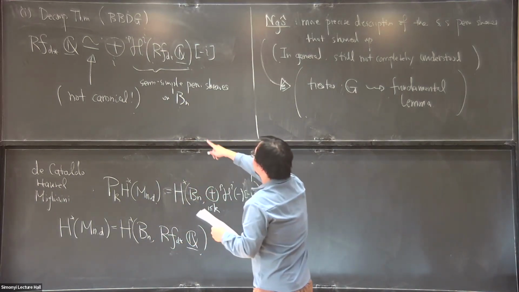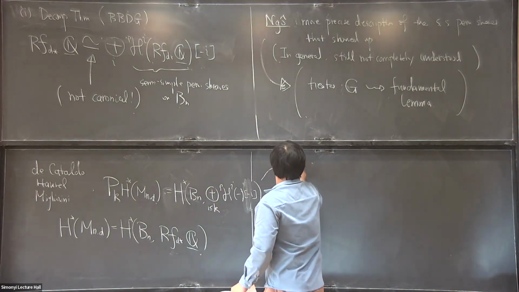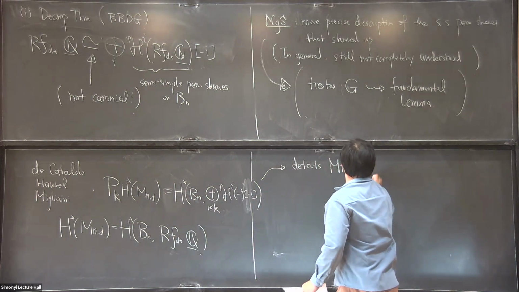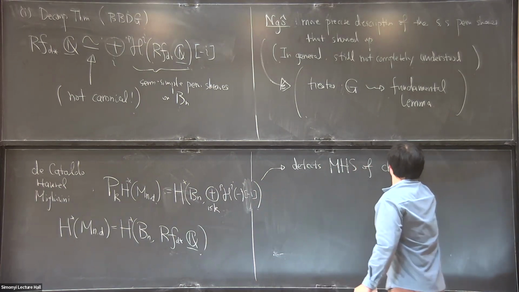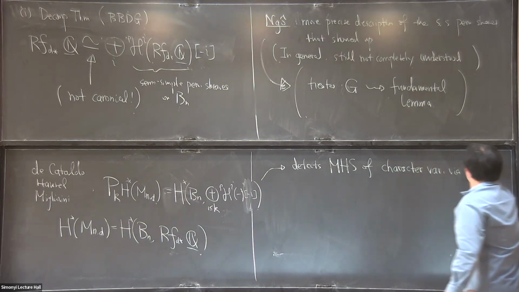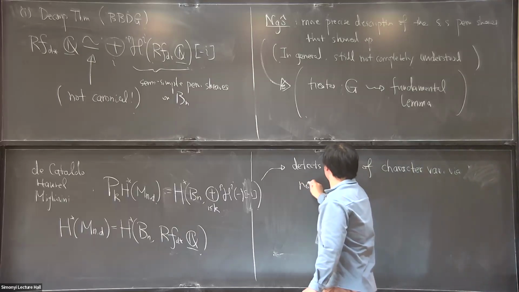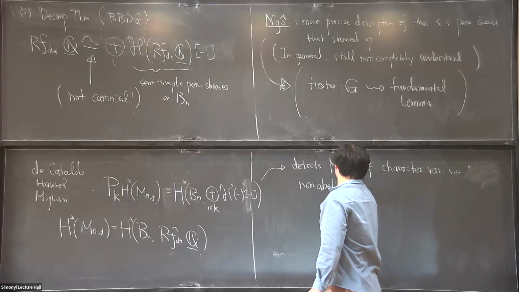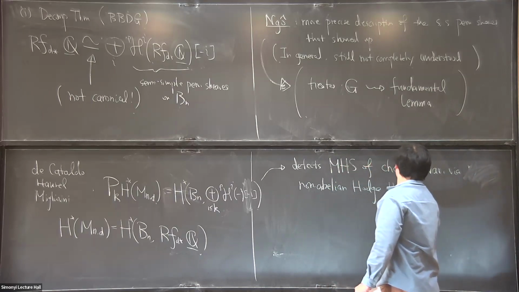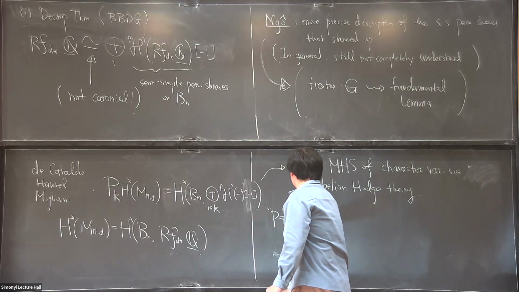And de Cataldo, Hausel, Migliorini discovered that this filtration detects the mixed Hodge structure of the character variety. Yeah, the so-called non-abelian Hodge theory. Let me just write this down. Hodge theory, which is this P equals W phenomenon.